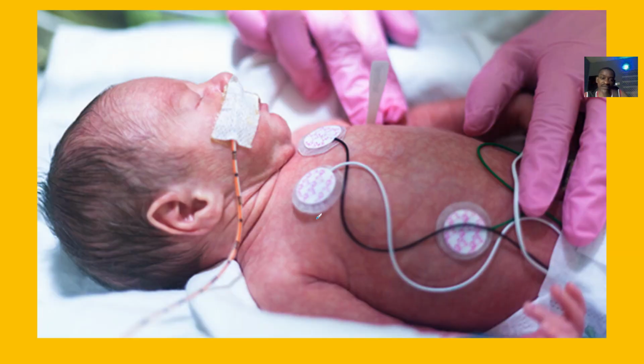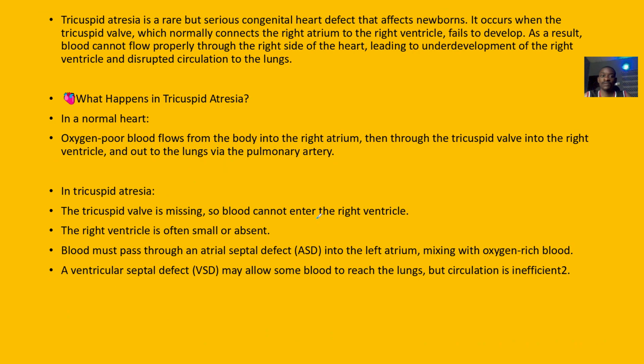Now you can see an infant affected by this, and you can see a whole lot of distress. Okay, so it's a rare but serious congenital heart defect. It usually affects newborns. It occurs when the tricuspid valve, which normally connects the right atrium to the right ventricle, fails to develop.